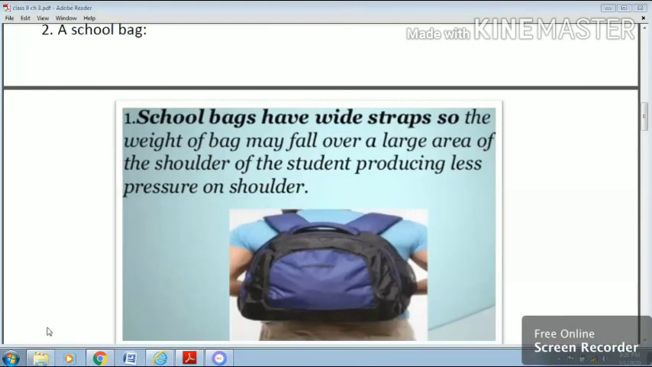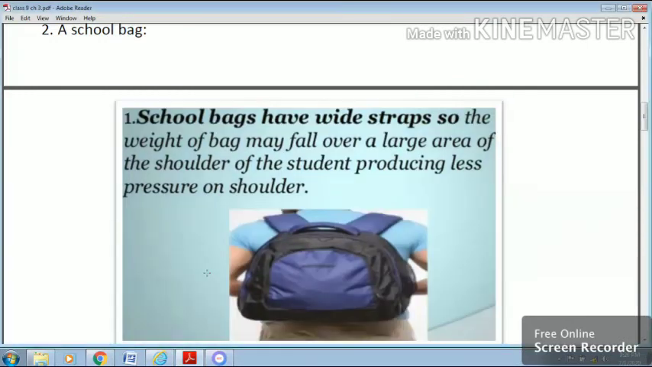Moving on to the next example, a school bag. A school bag has wide straps made up of thick canvas. This is done to distribute the entire weight of the bag over a large area. And again, hence the area of contact increases, so the pressure on our shoulder reduces.